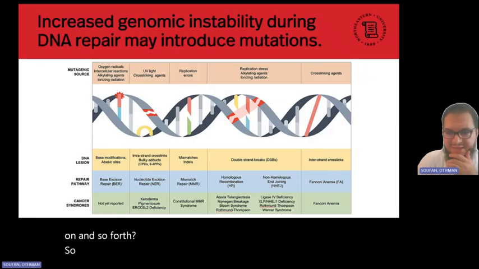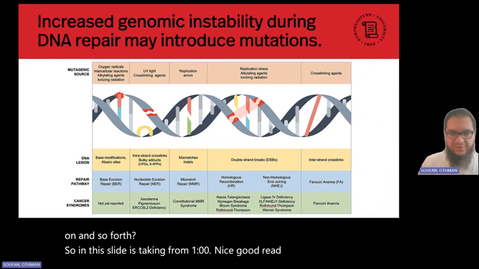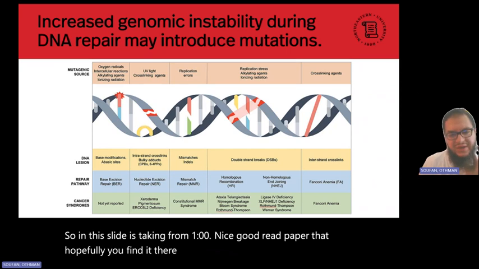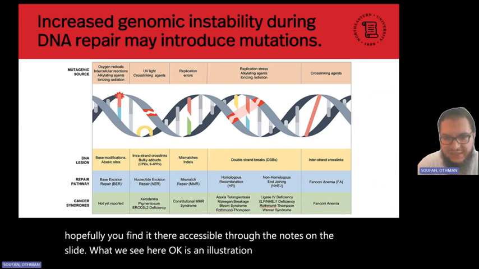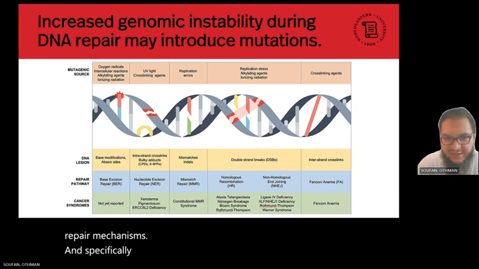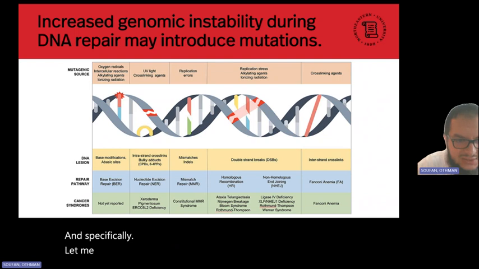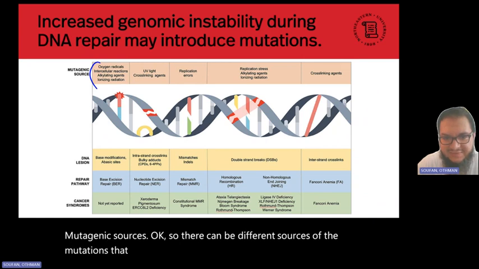In this slide, taken from a nice, good-read paper that hopefully you find accessible through the notes on the slide, we see an illustration of the different DNA repair mechanisms, and specifically, let me highlight this, mutagenic sources. There can be different sources of the mutations that can take place.